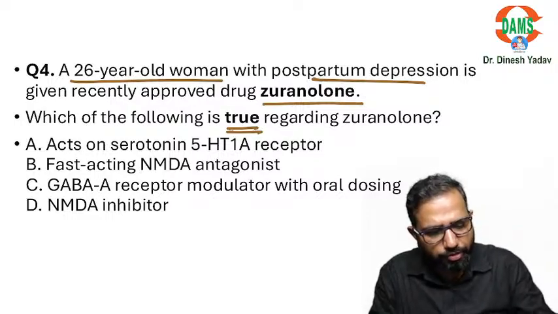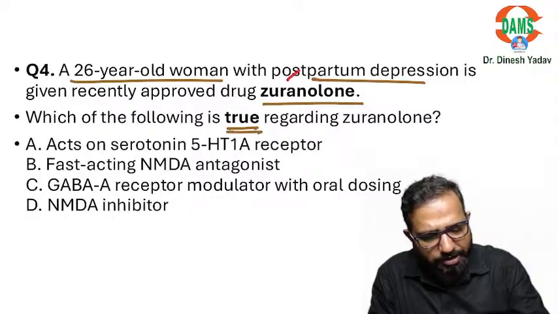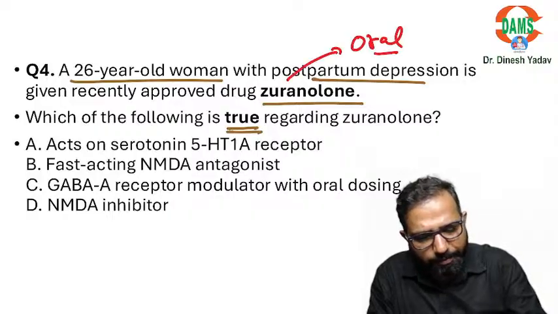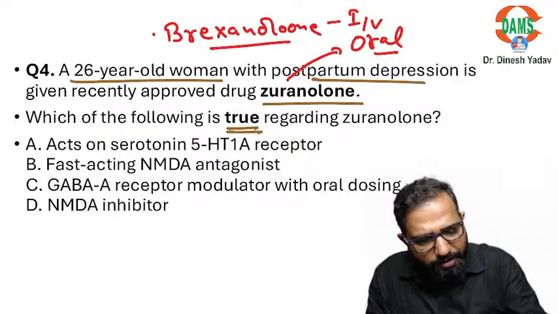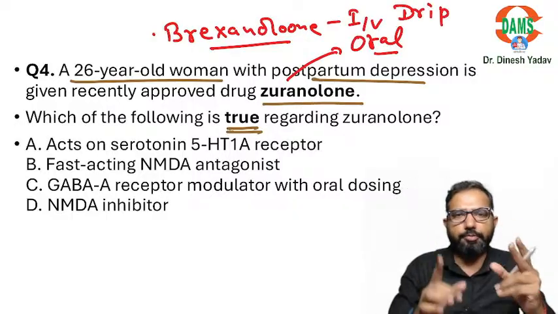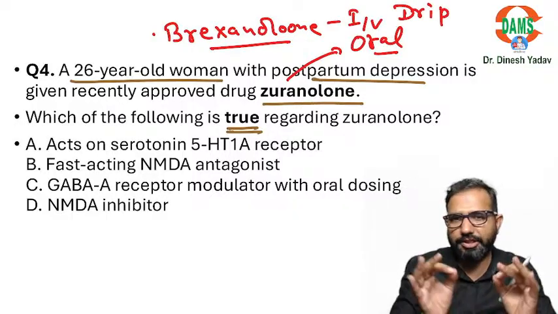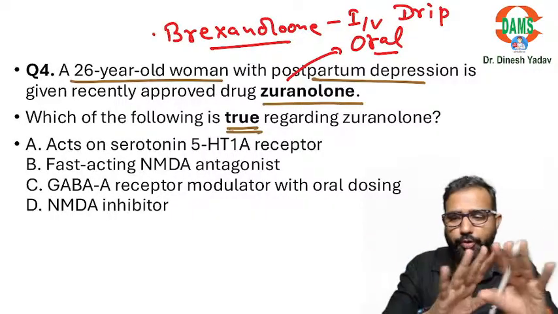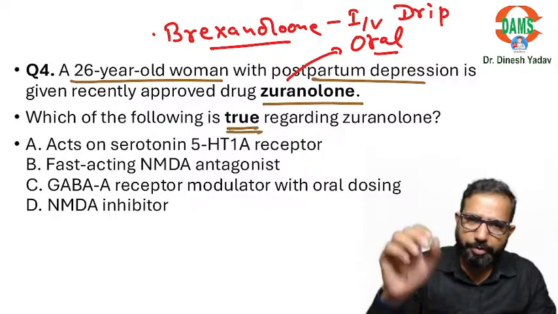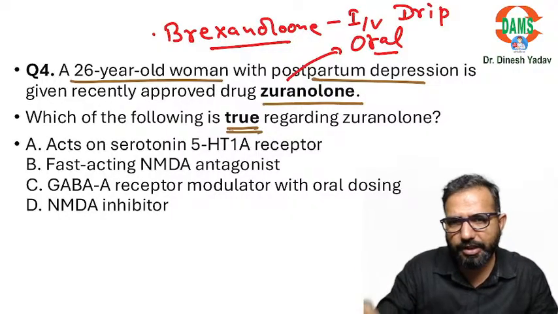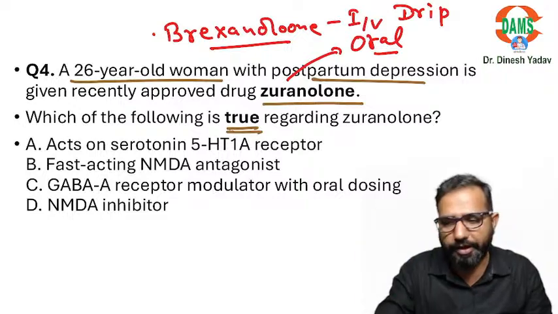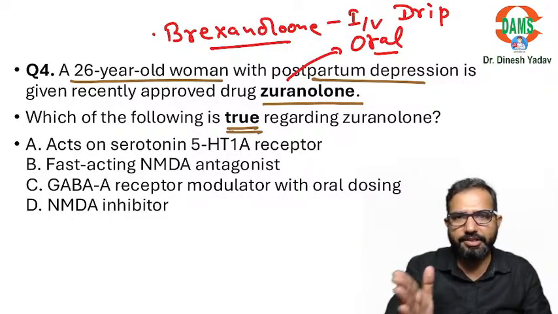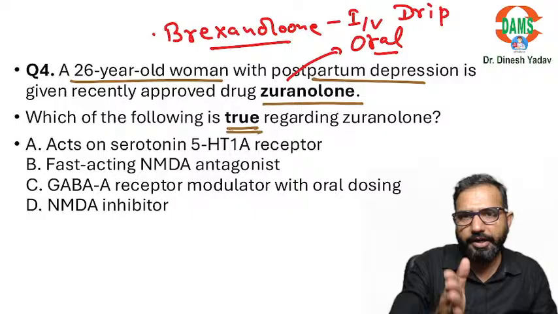So bache, zuranolone, the first important thing is it is the oral drug. We have the brixanolone, which is the parenteral drug, that is the IV drip. So we have these two drugs for postpartum depression. These two drugs are specifically used for moderate to severe postpartum depression. In mild postpartum depression, still SSRIs are used. The first drug in mild depression is SSRI, but in severe cases we use these newer drugs. Okay, yes, the brixanolone is the IV drip and zuranolone is the oral drug.